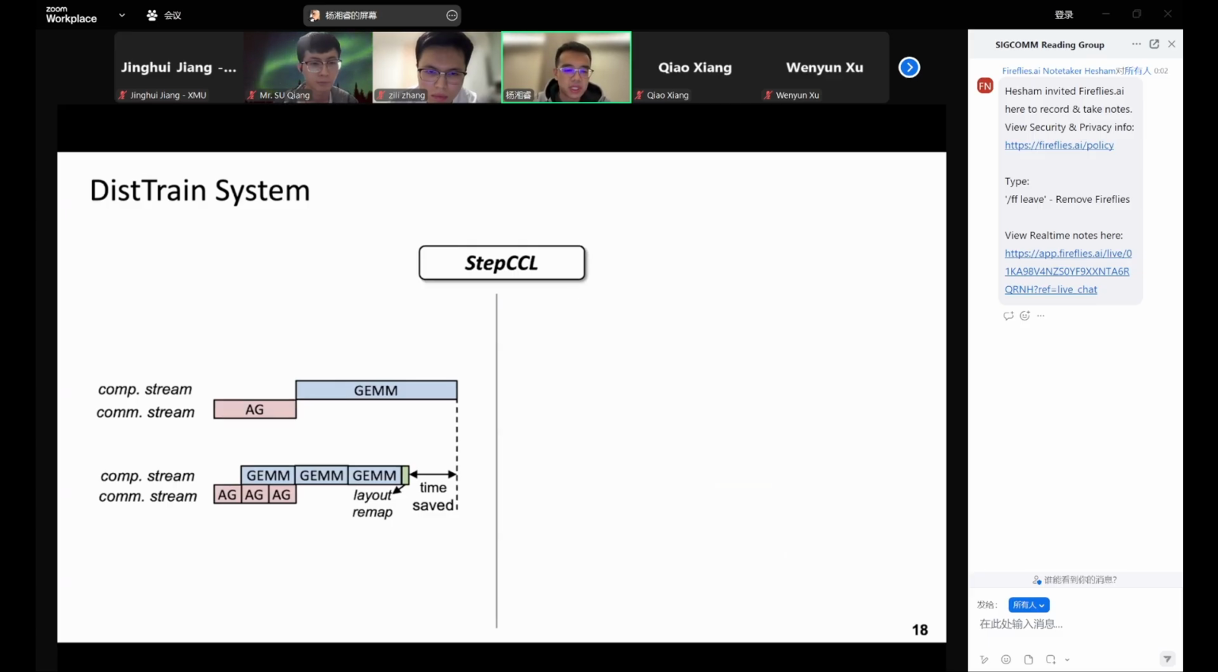To mitigate the overhead of tensor parallelism, DistTrain develops StepCCL, a specialized communication library on top of Megatron. Unlike standard NCCL, which occupies the GPU cores, StepCCL leverages the DMA engine for communication, leaving the SMs completely free for computation. As shown on the left, StepCCL splits a large general matrix multiplication into multiple chunks. This fine-grained pipelining allows us to hide the communication overhead behind the computation, significantly reducing the iteration time.